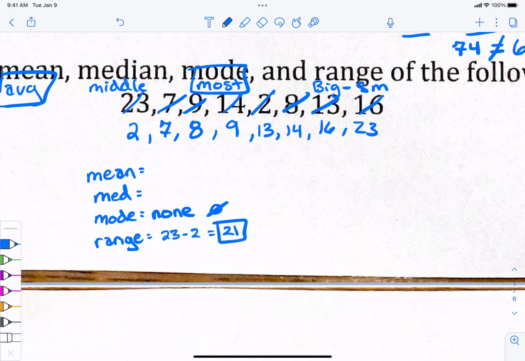Okay, the median is the middle number. All right, how many numbers do I have? 8. So you're not going to have a middle number, right? What are your 2 middle numbers? 9 and 13. Okay, so how do I find the middle of those? Add them together and divide by 2. Yeah, you're going to find the average of 9 and 13. So 9 plus 13 divided by 2 is 22 divided by 2. So 11, I think, is the middle number. Even though it's not technically a number in my data set, that's still the median.